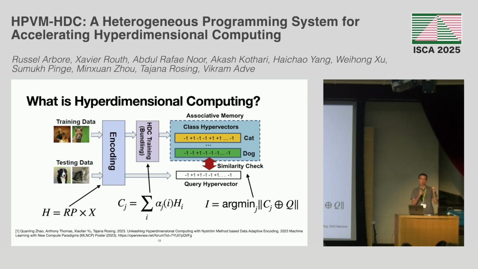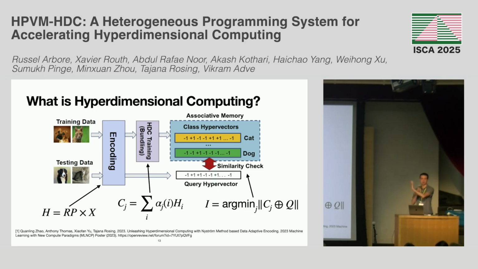And then finally, when you actually want to infer the class of new data, you basically do a similarity or dissimilarity check, where you check for your query hypervector which class it is either most similar to or least dissimilar to. And whichever one that is, that will be the class that you're going to infer for the new query.